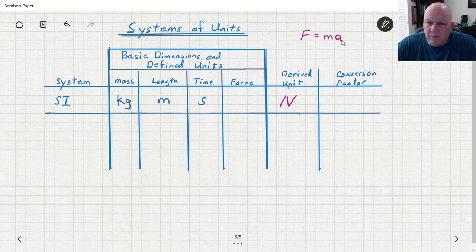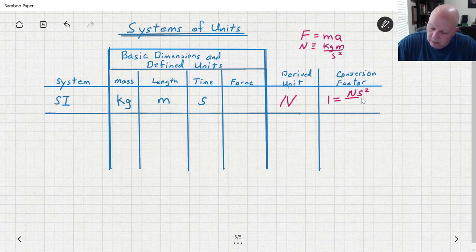So a Newton is defined as a kilogram meter per second squared. Or I can divide through by the kilogram meter per second squared, and I get a conversion factor: 1 is equal to a Newton second squared per kilogram meter. And in that previous example, I used that conversion factor to help clean up my units.